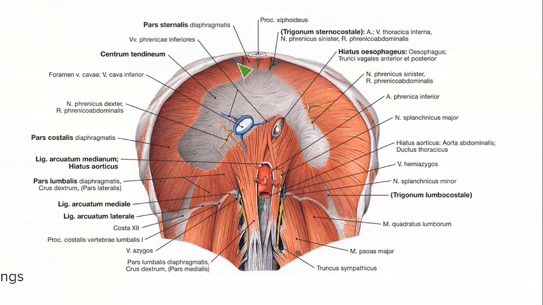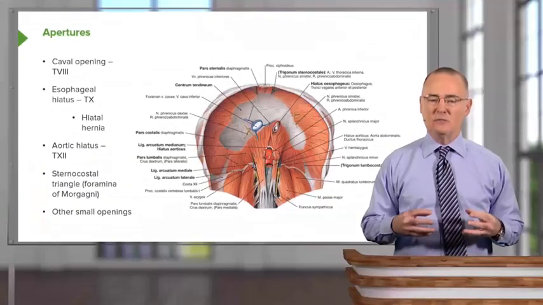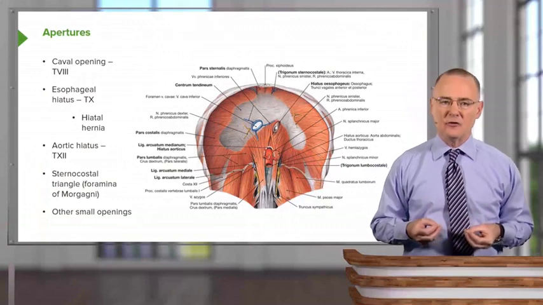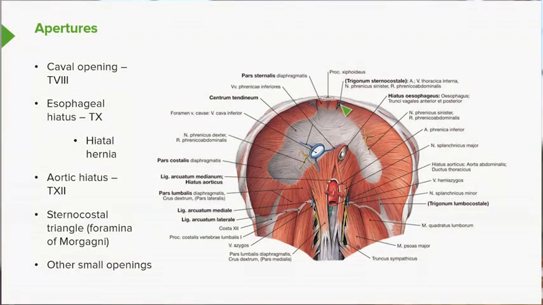And so right along here between the sternal part and the costal part, you have a triangular area called the sternocostal triangle, and you have one on the opposite side as well. These are also known as the foramina of Morgagni. These are also potential sites of weakness, and if they become too weak, you can have herniation of abdominal viscera through these smaller openings. These, again, are the major ones. There are other small openings that will help transmit structures between the thoracic and abdominal cavities.